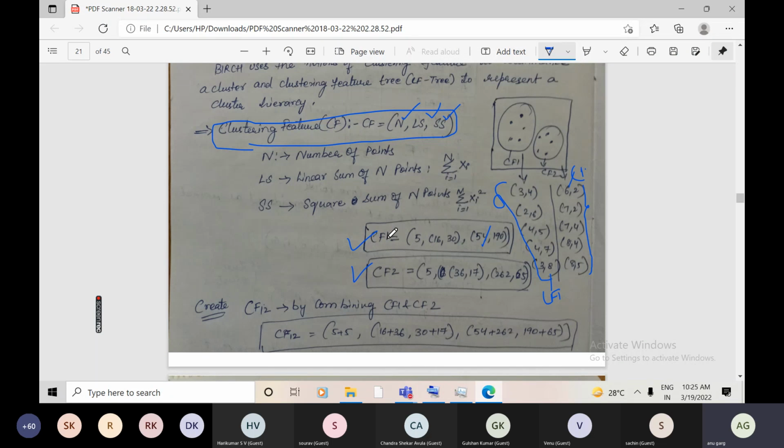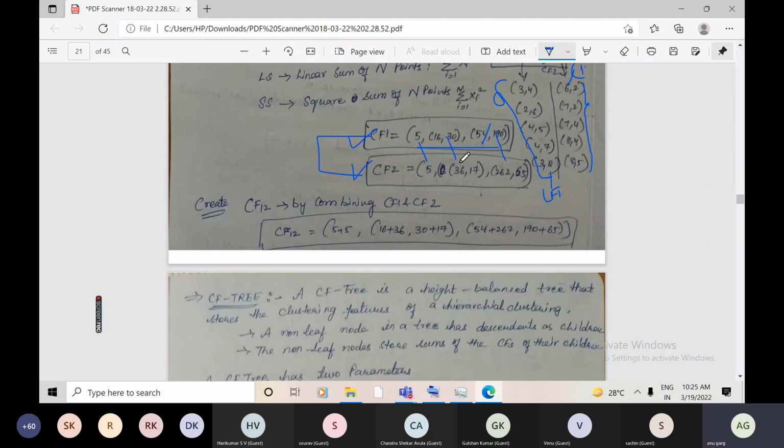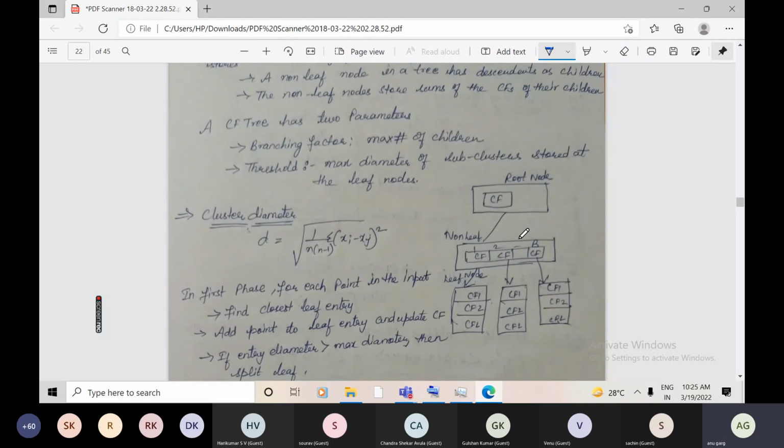Now if you want to combine CF1 and CF2, how do you combine? You just add all the elements in your dimensions. So you have 5 plus 5 and then 16 plus 36. That will be your combination of the two cluster features, CF1 and CF2. Now let's see the CF tree. You will draw it like this: one root node, then a non-leaf node, and then a leaf node.